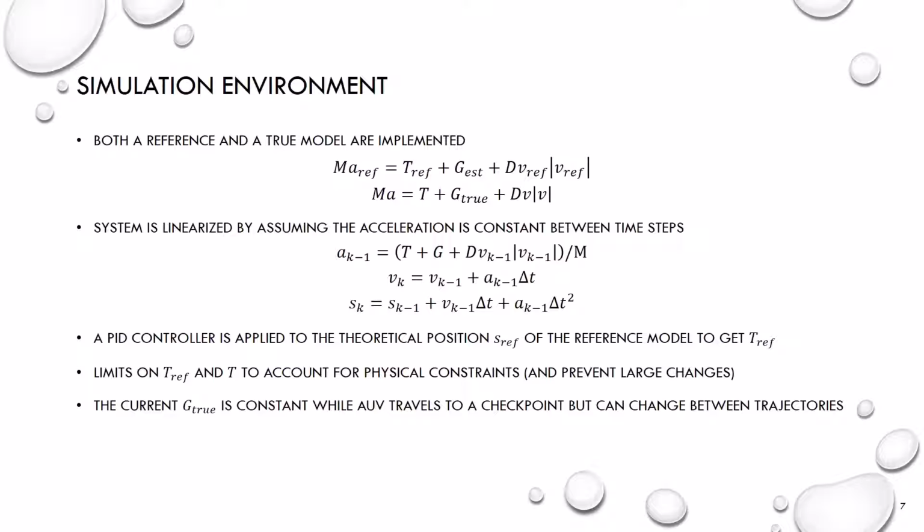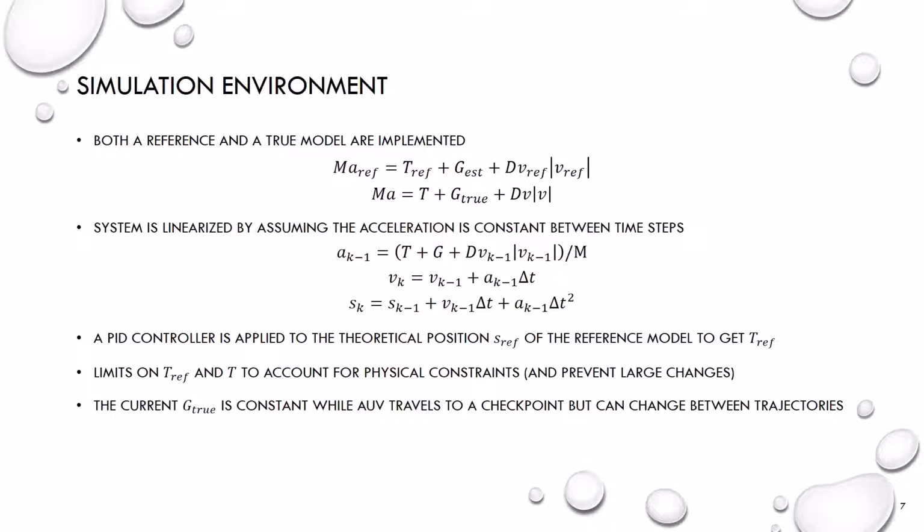There are actually 2 models that are implemented in the simulation environment. We have the reference model and the true model. The reference model is disturbed by the estimate of the current, while the true model is disturbed by the true value of the current. Because the drag term is a nonlinear term, we linearize the system to make it easier to compute the velocity and the position of the robot at a certain time step.